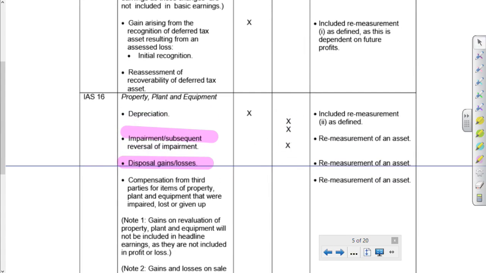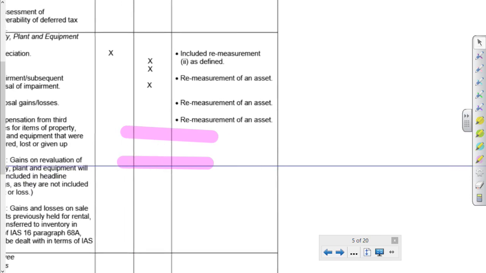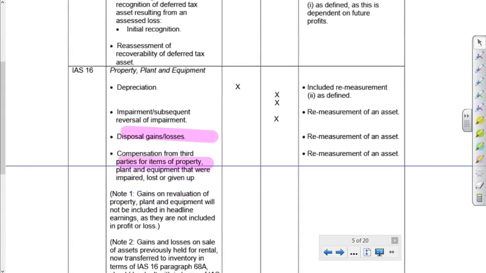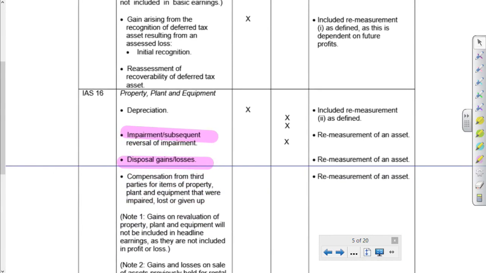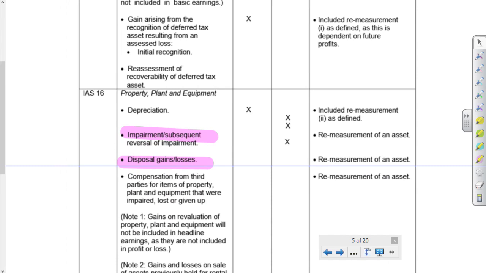Impairments and... Oy, oy, oy. Now, what have I done? So those ones are out. Sorry, I was highlighting in pink.